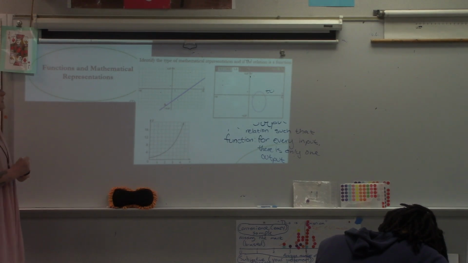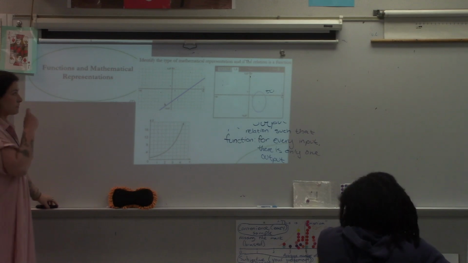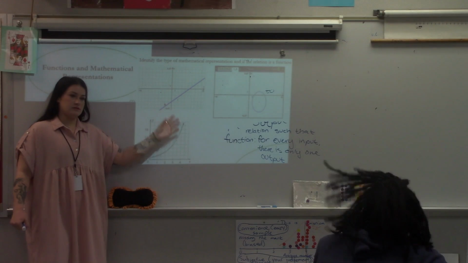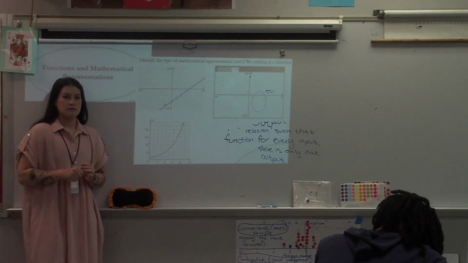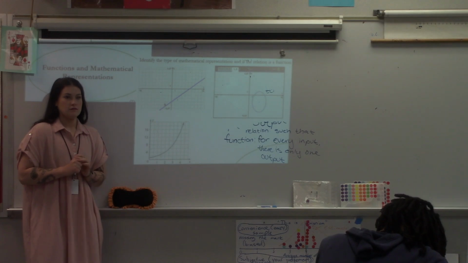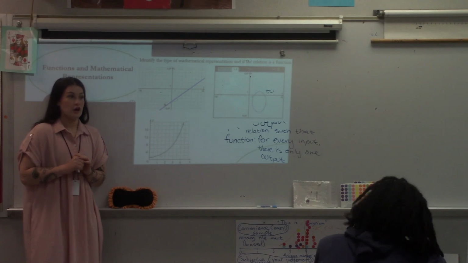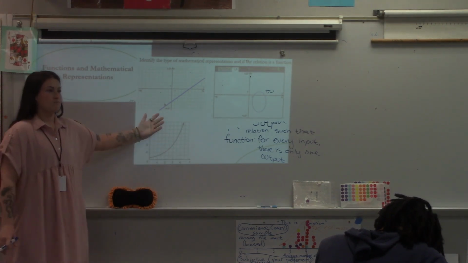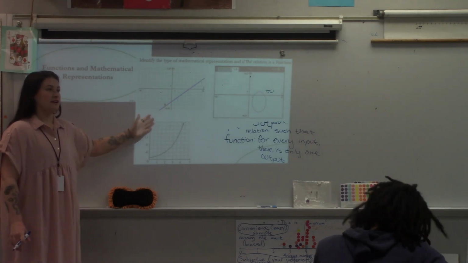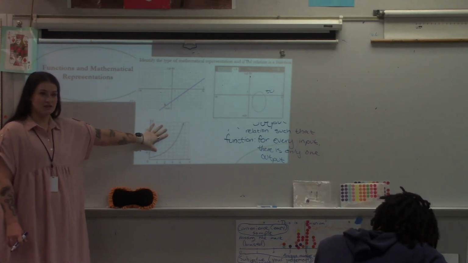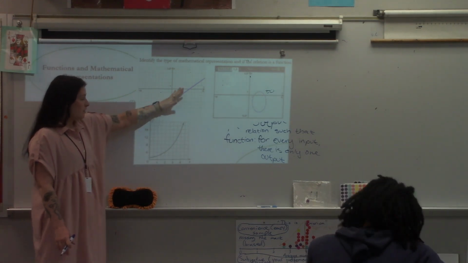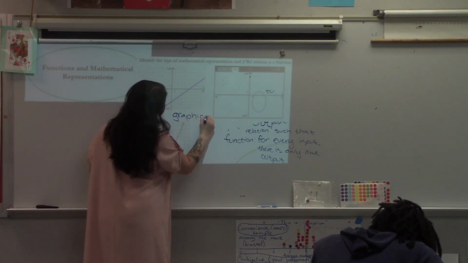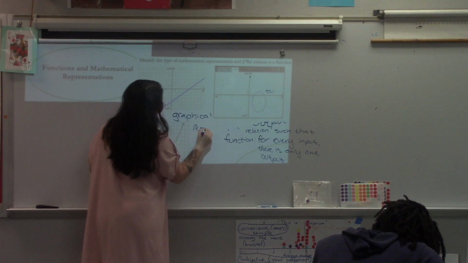So, we're going to identify the type of mathematical representation and if it's a function. What representation are we using here? A graph, right? How do we know it's a graph? It's quite literally a graph. It is a graphical representation because they are graphs. We can see our lines, so we have graphical representations.